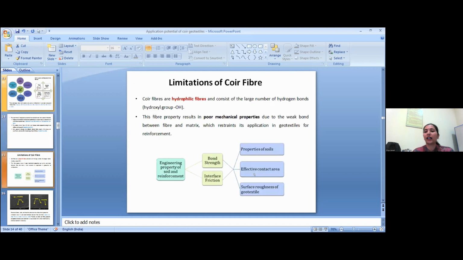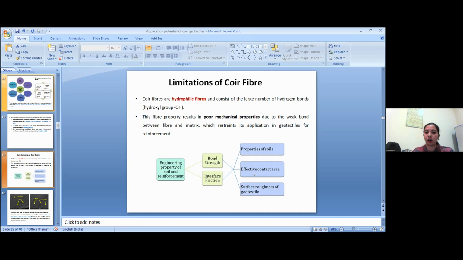But still there are some limitations of coir fibers, and the first limitation is its hydrophilic nature. Coir fiber has a moisture content of 10.5%. So in extreme weather conditions, when it absorbs moisture, the coir fiber becomes more prone to microbial attack, due to which its degradation gets accelerated.